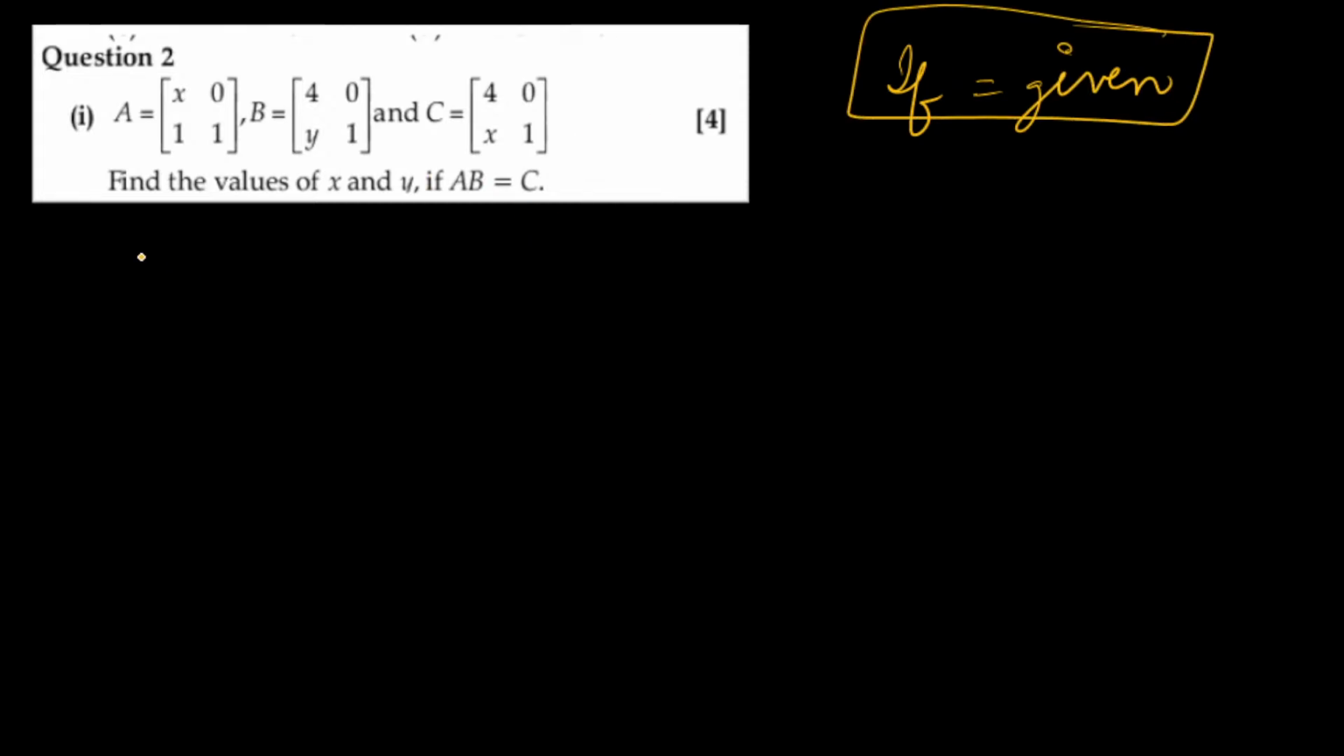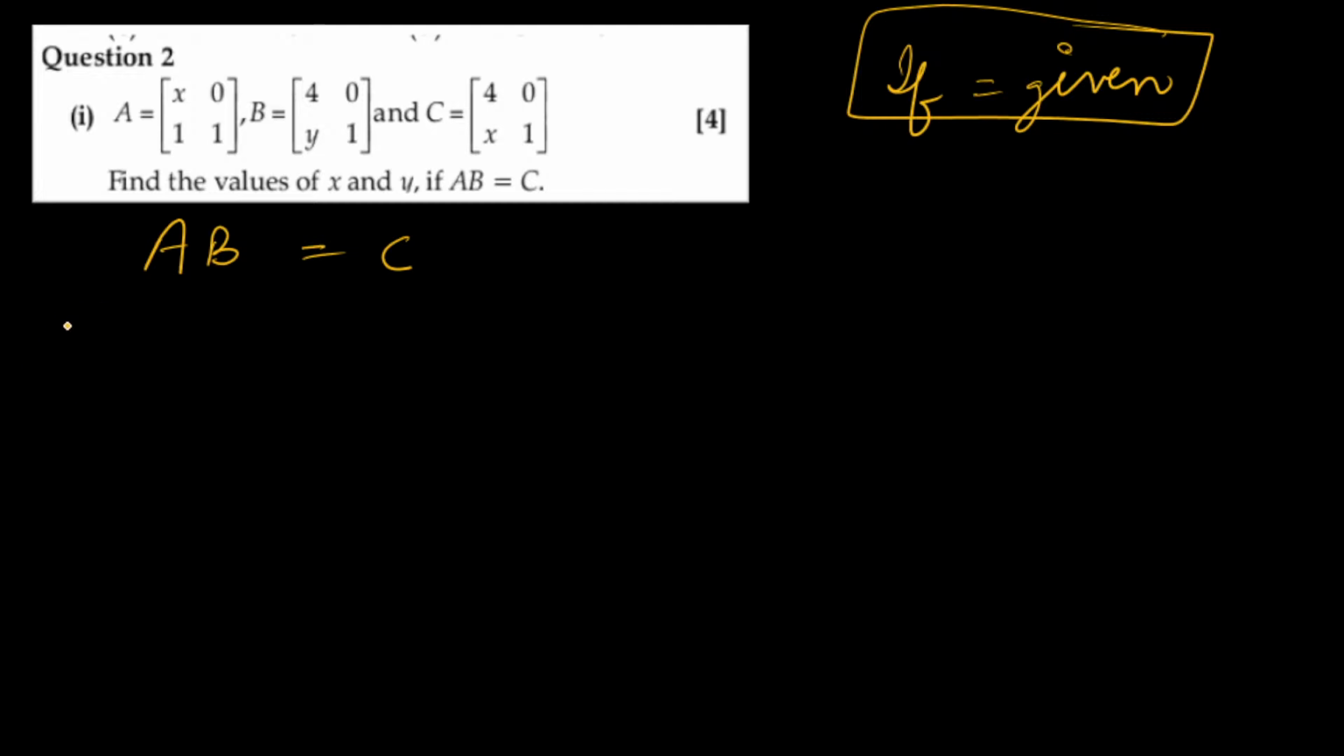So the first part of question 2 is of matrices. Three matrices are given to us, A, B and C. We have to find the values of x and y if AB is equal to C. Whenever you see 'if', it means this is given to us. Here it is AB is equal to C, not AC. So you can solve it along with me and share your answers.